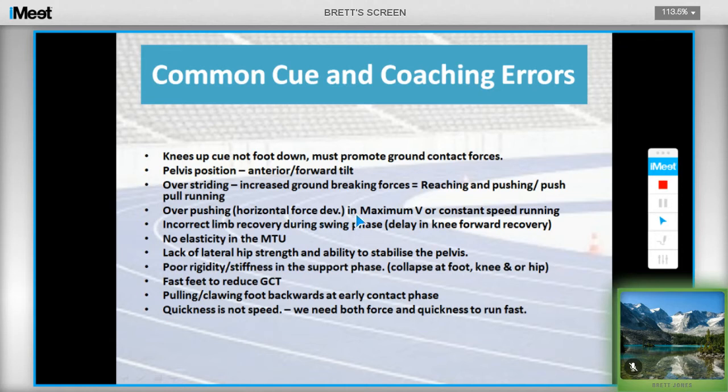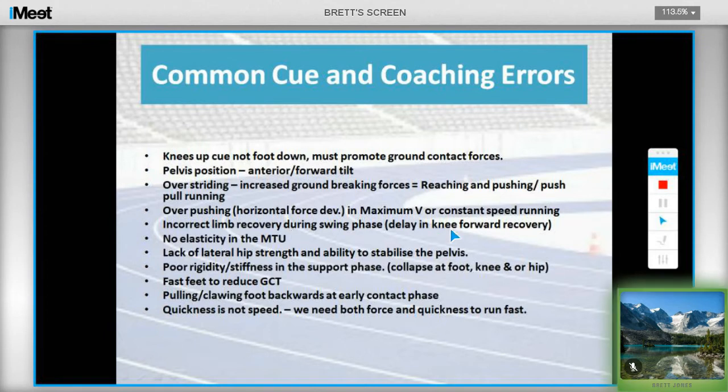This over-pushing really does constrict us in terms of our flight time, or our flight height. So then we end up with our maximum velocity being compromised, or our constant speed running being compromised, because we have increased rotations, we have lower hip height, and it just creates a lot more mechanical issues and incorrect loading.